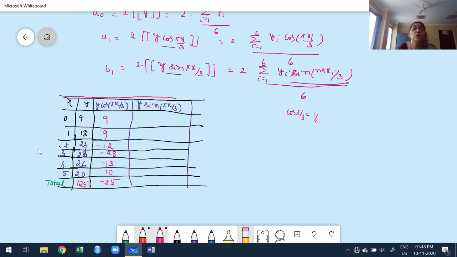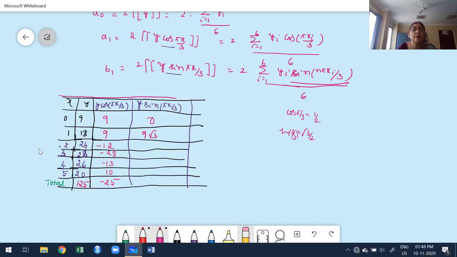Next, move to the sine. Put x is equal to 0. What is sine 0? It is 0. Therefore, 0 into the corresponding y, 9, is 0 only. Next, x is equal to 1, sine of pi by 3. Sine of pi by 3 is nothing but root 3 by 2. Into 18, what do we get?